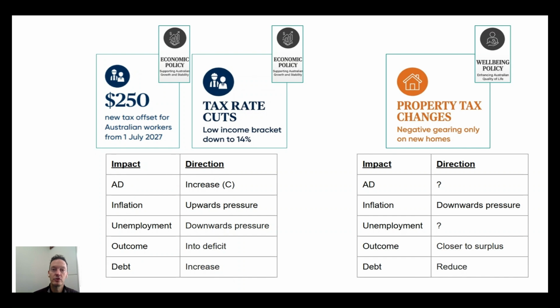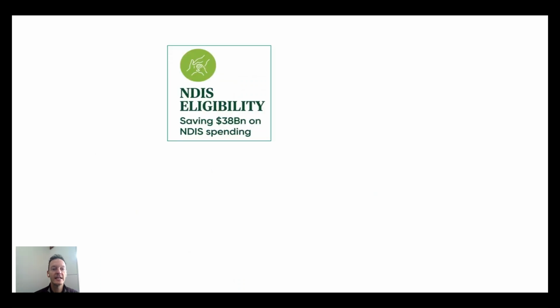Overall, since this is going to increase taxes at the end of the day, this will help push the budget outcome closer to surplus and help relieve some of that debt pressure. Our next big hitter is NDIS eligibility. So NDIS stands for National Disability Insurance Scheme, and it's essentially a program designed to assist people to live a comfortable and fulfilling life if they have a severe or permanent disability.